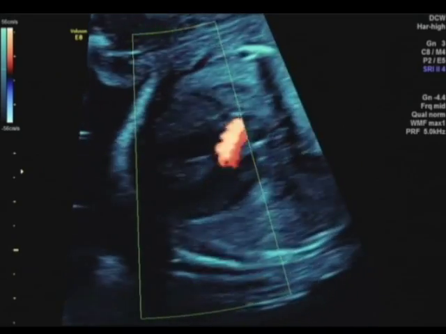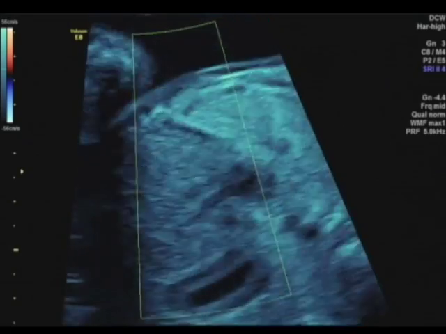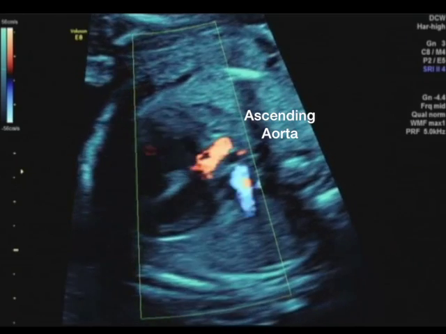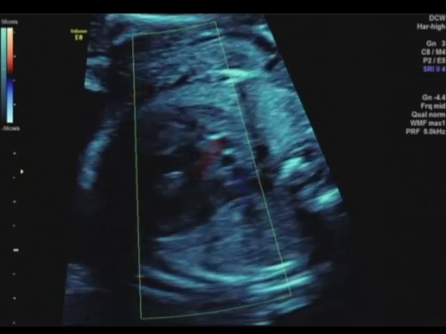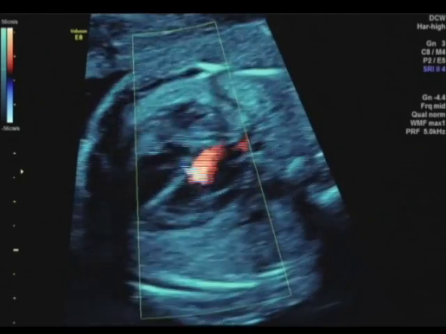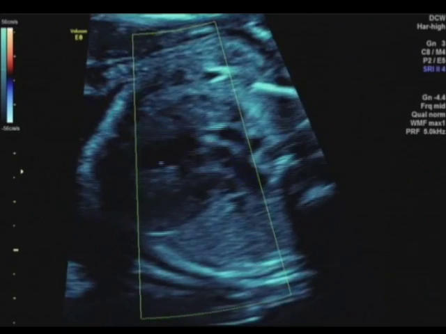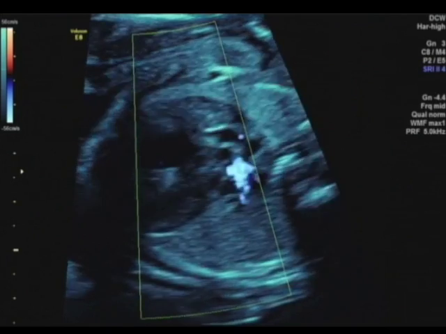Also, you'll notice that the aorta is quite a bit smaller than the pulmonary artery. Now, the pulmonary artery should always be larger than the aorta, but it shouldn't be in disproportion such as this, which is approximately the pulmonary artery being 2 times the size of the aorta.